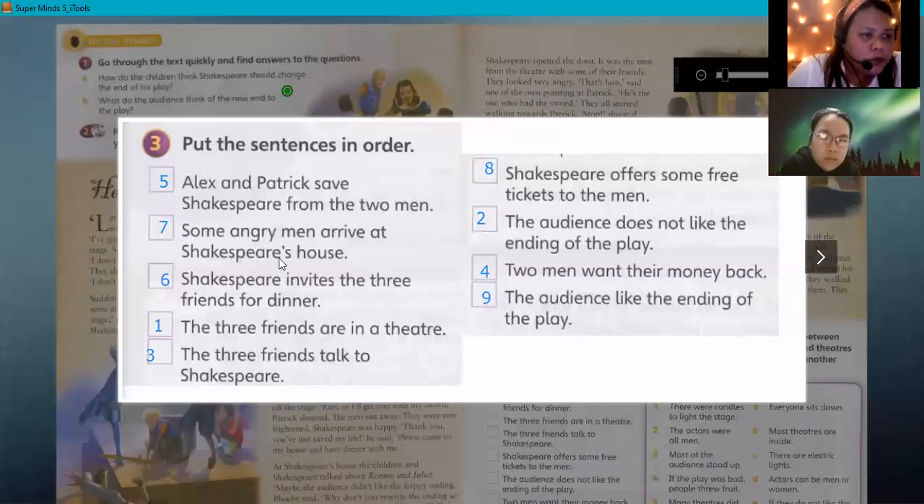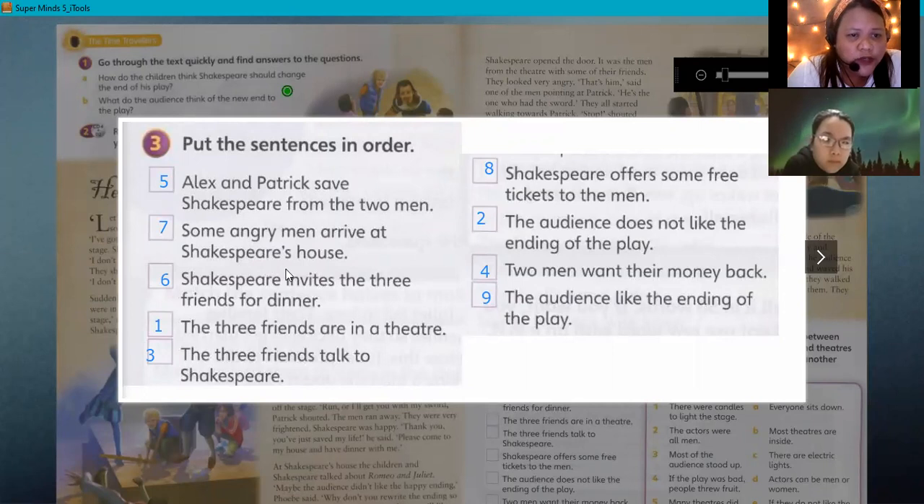Okay. So some angry men arrive at Shakespeare's house. Some free ticket and the next. Okay. So let's go back. The fourth is two men want their money back. Yes, you are right. Very good, Ni.